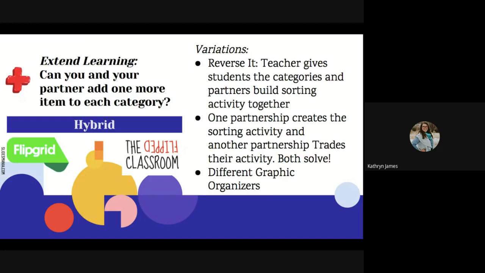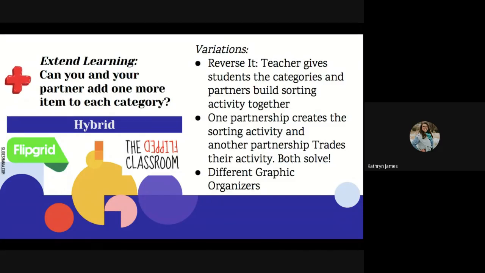You can also, like I said earlier, use different graphic organizers. This time we're going to use a Venn diagram to sort our items. And in a hybrid scenario, similar to what Rachel was talking about earlier, we could use these common tools, Flipgrid, Jamboard, to involve the students who are at home with the learning that's happening in person so that their contributions still happen at the same time.